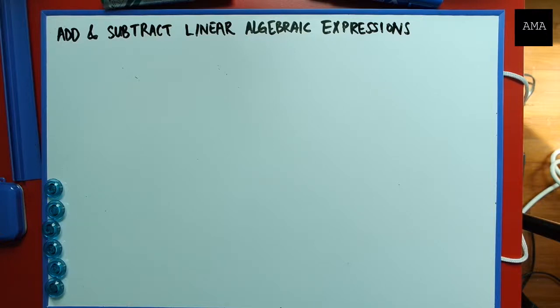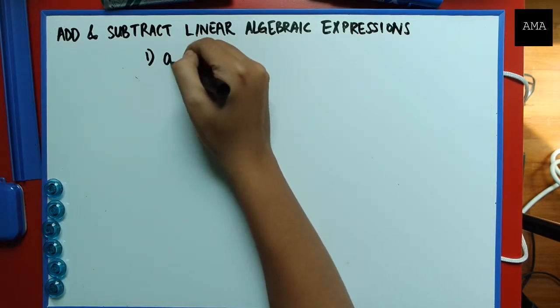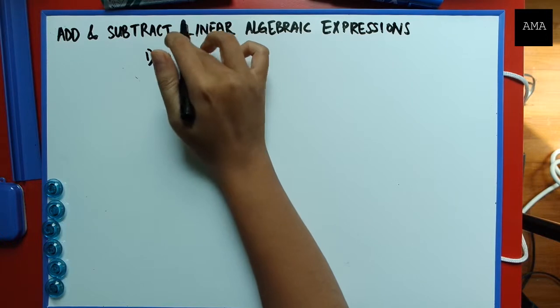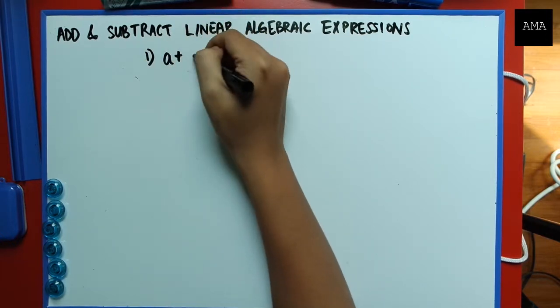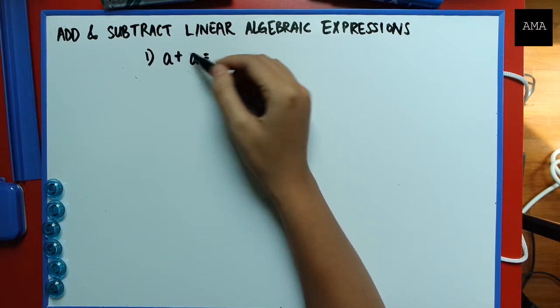Today I'm going to talk about adding and subtracting linear algebraic expressions. Before we talk about more complex algebraic expressions, we first have to define addition and subtraction. Firstly, let's go to the very basic here. A plus A. What you do is you just have to count how many there are here.